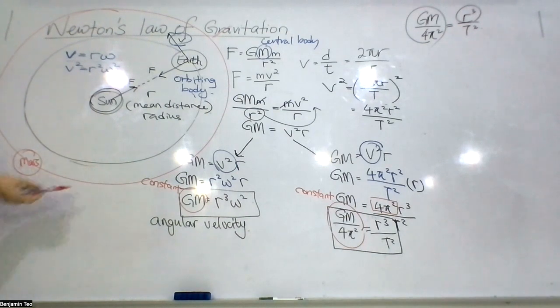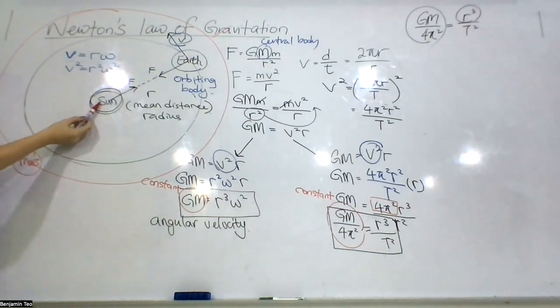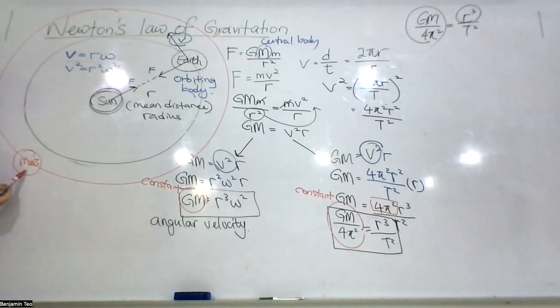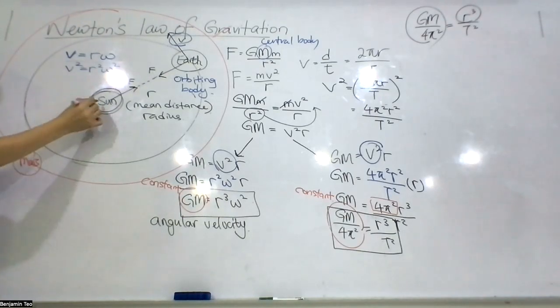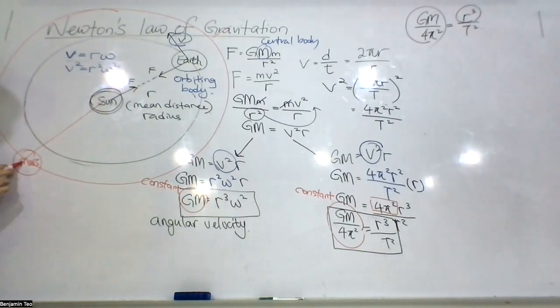Mars also orbits the same central body, right? The same central body. This is the orbiting body. If I take the distance of Mars and the Sun, again you have R. Let's call this R2, and then the period of Mars, T2. Again, you take the cube of the distance of Mars divided by the square of the period. You do it for Mars, you do it for the Earth. They are the same value.